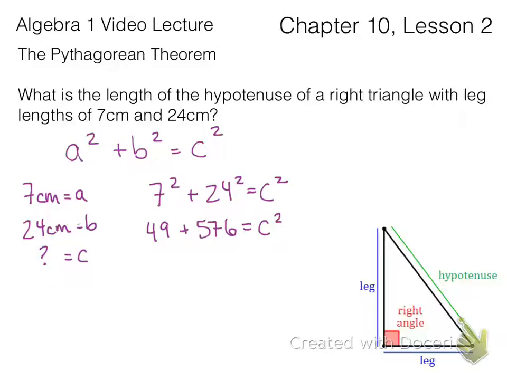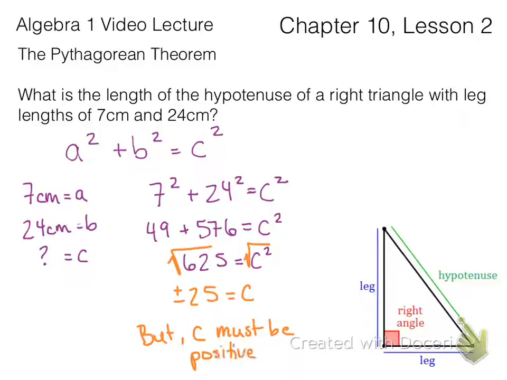But we need to figure out what c squared is, so we're going to add those up, and we're going to get 625 equals c squared. Square root it, and we're going to get c equals plus or minus 25. But again, because c is a length, it cannot be negative, so it's going to be positive. So the hypotenuse is going to be 25 centimeters long if the legs are 7 centimeters and 24 centimeters.